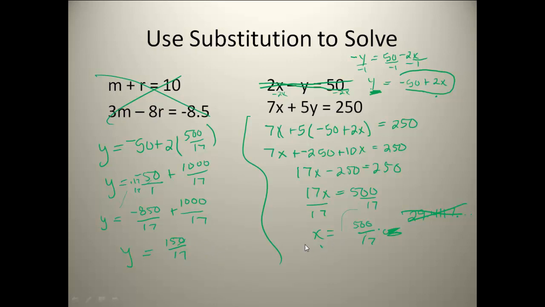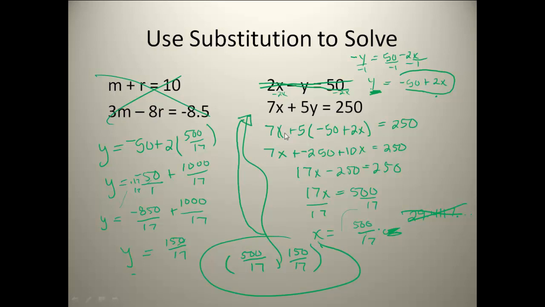So now, since this is an x, y, I'm going to write them as an ordered pair. And I don't have to specify that x comes first because it's assumed that x is first. So my solution is 500 17ths, comma 150 17ths. I need to take that and plug it back in to make sure it works.